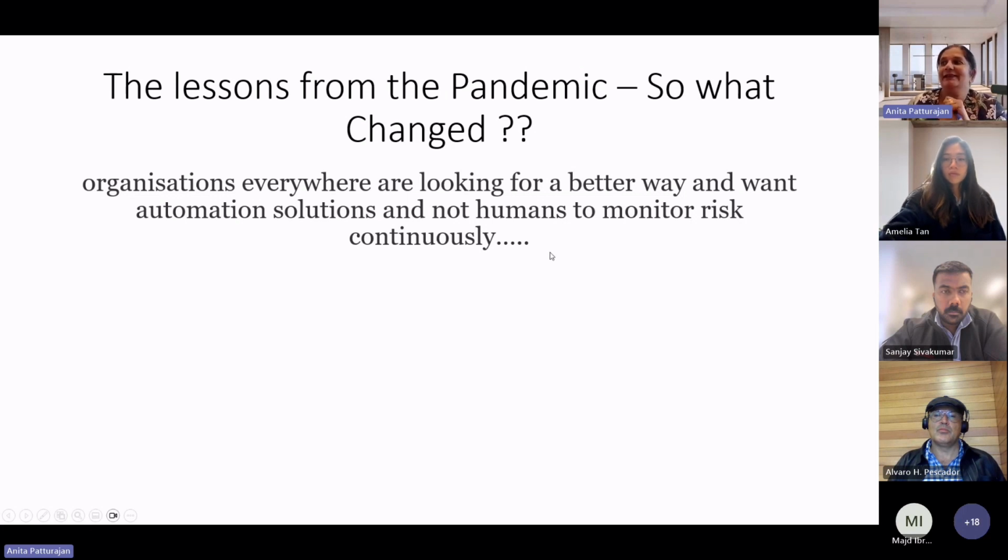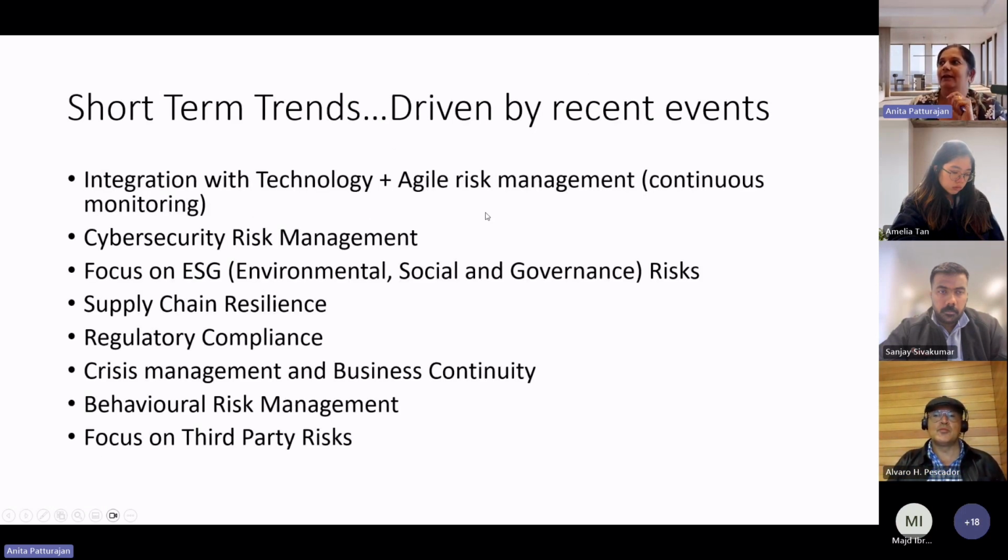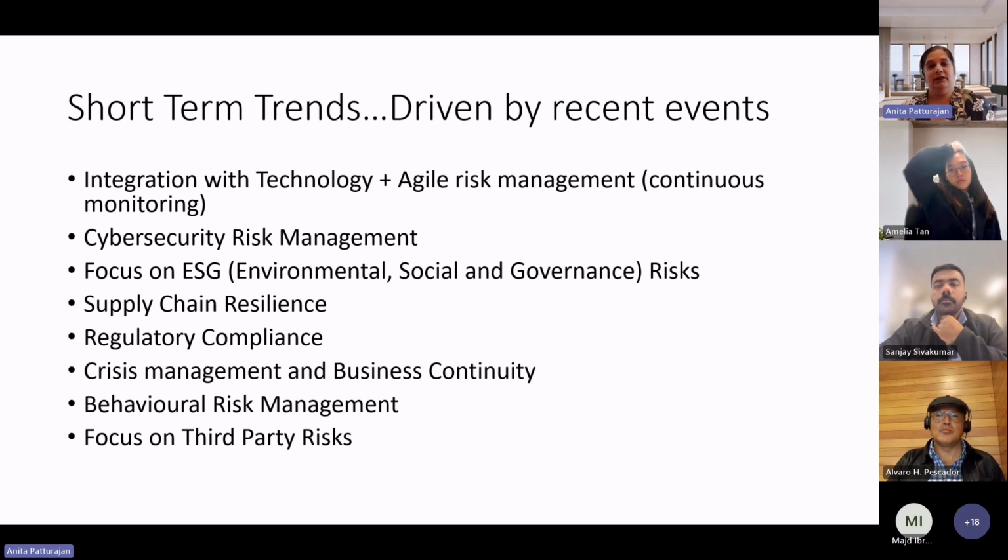Organizations everywhere, and we're starting to see this when we go out to our clients, are looking for a better way and automation of risk management, and they don't want to use people as the way of monitoring risk continuously. Real-time monitoring of risk is starting to take shape. Some of the short-term trends we're seeing are people using technology to drive their risk management programs and using agile risk management. That means continuous monitoring of their risks. It could be environmental aspects like waste or energy, or injuries and incident monitoring. So there's a lot of technology coming into play right now. And of course, cybersecurity is ballooning in the industry due to all the potential incidents that are happening.